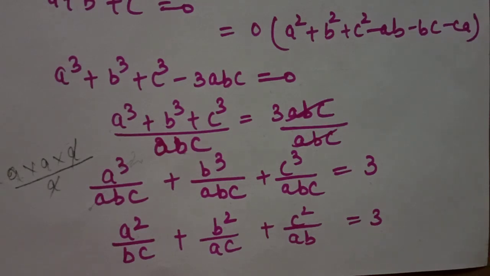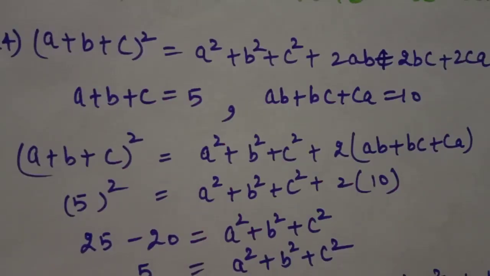Now question number 24. Question number 24 was, if a plus b plus c is equal to 5 and ab plus bc plus ca is equal to 10, then prove that a cube plus b cube plus c cube minus 3abc is equal to minus 25. Now we have to find the value and prove that a cube plus b cube plus c cube minus 3abc is equal to minus 25. So we will solve our question.